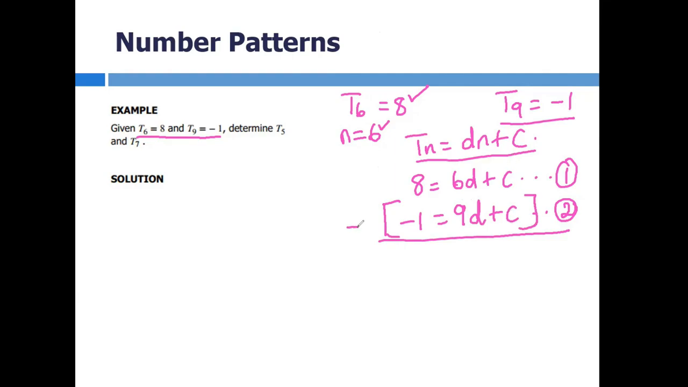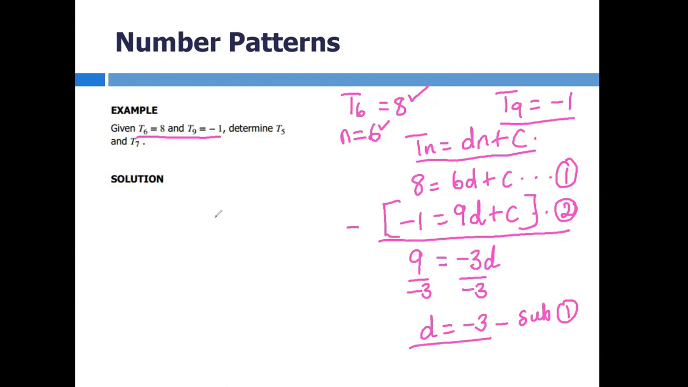So if I subtract equation 1 minus equation 2, I can go 8 minus -1, that will give me 9, equal to 6 minus 9, that will give me -3D, and C minus C is 0. If I divide here and divide here, D is equal to -3. Then I can take this and substitute it in either equation 1 or equation 2 to find C.